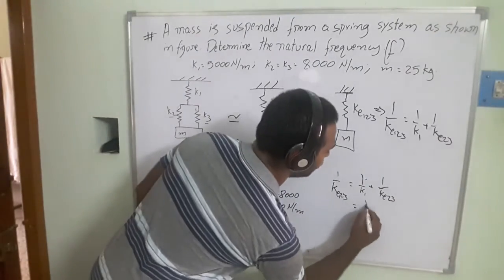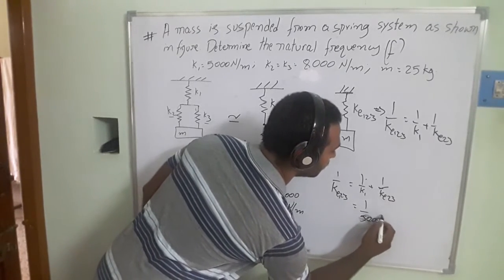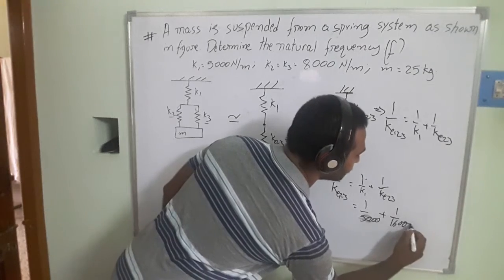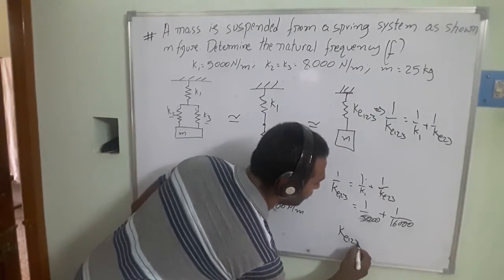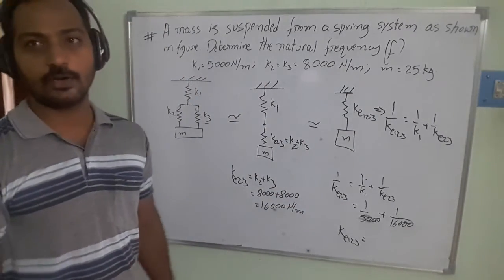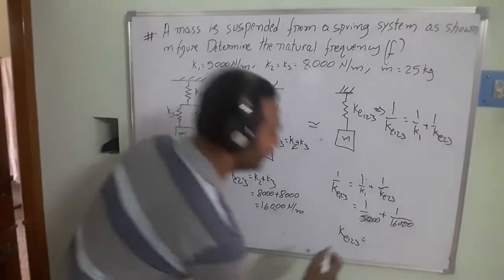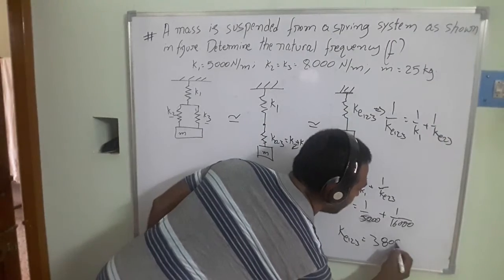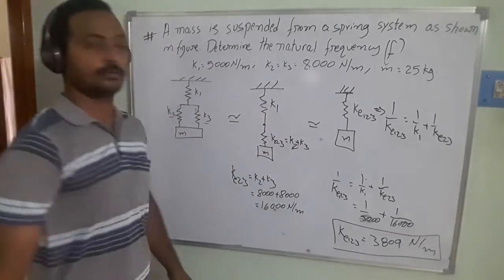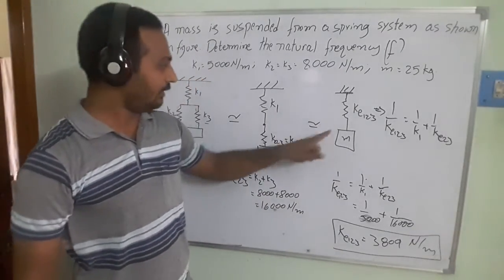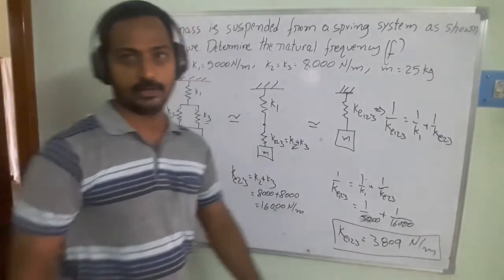Then this is going to be 1 by 5000 Newton per meter plus 1 by 16,000 Newton per meter. And finally, what value are we going to get for KE123? That is equal to 3,809 Newton per meter. So the total equivalent stiffness of these three springs is 3,809 Newton per meter.